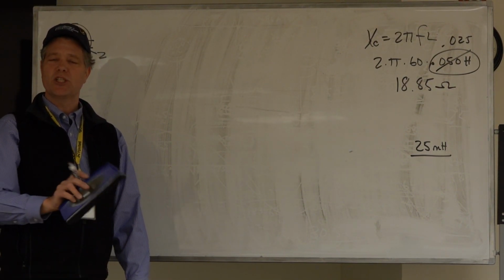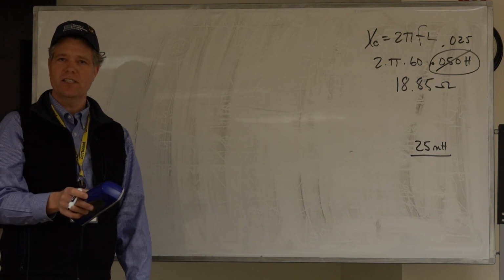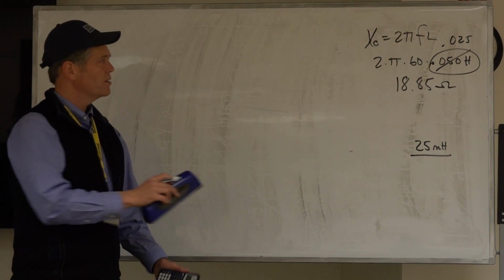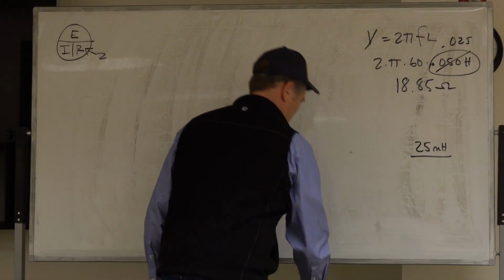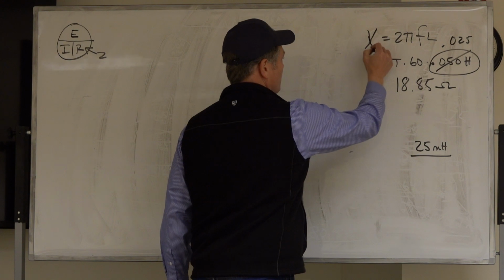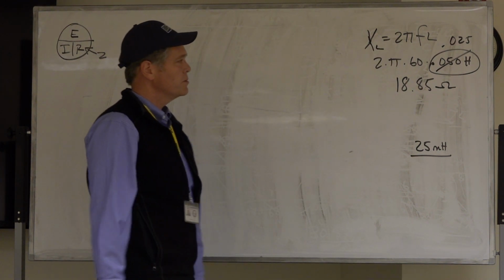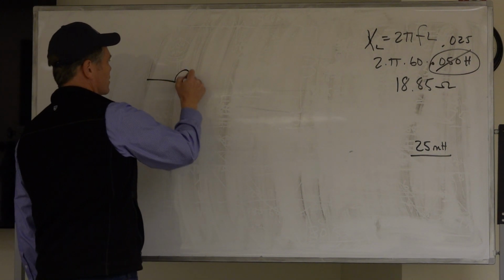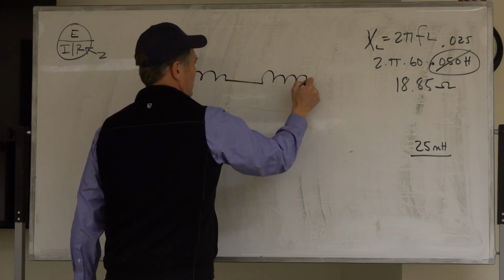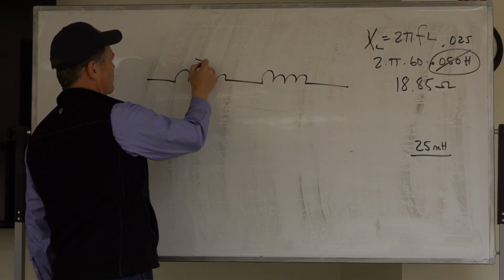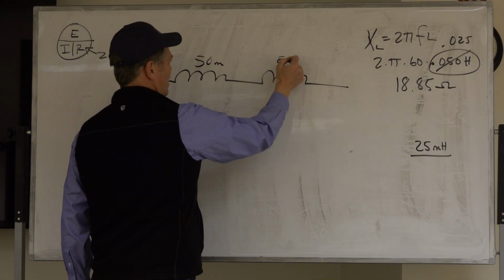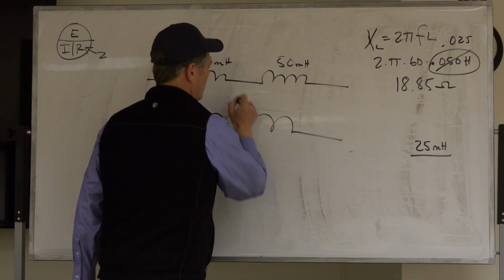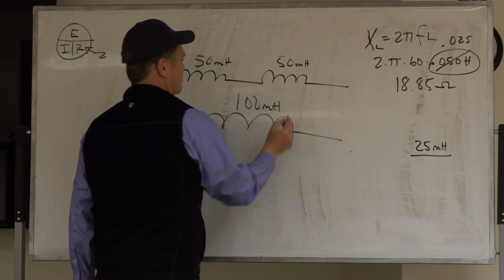So I can add 2 inductors in series, I can add their inductance and solve for X sub L. I wrote C up here, didn't I? See how easy that is? I did the formula correctly for X sub L, but I wrote X sub C. If I want to solve X sub L for 2 inductors in series, I can just add them. If it's 50 millihenries and 50 millihenries, then that equals one bigger 100 millihenry inductor.